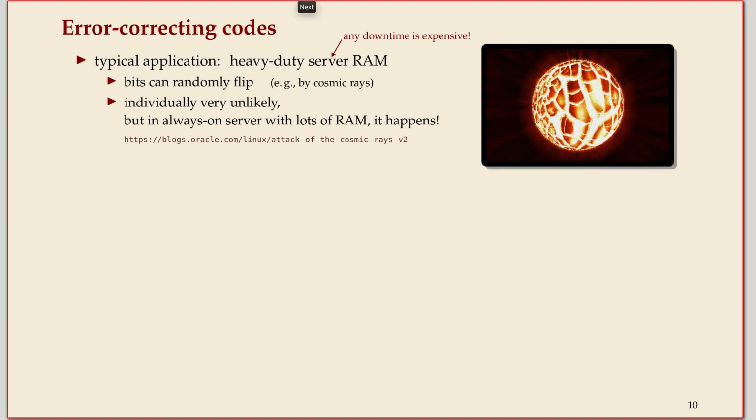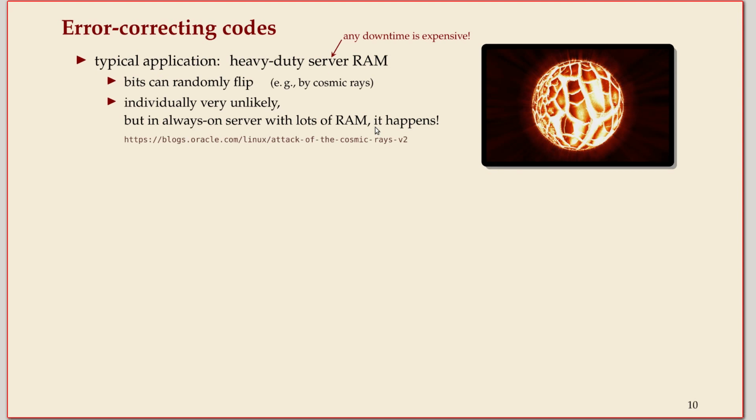But let's get back to the more interesting stuff. We want to correct codes. Now, in case you need a motivation for why this is interesting, suppose you have some server running a very important web service, and it has lots of main memory. Now it does happen, even though it is unlikely, but it definitely happens that things like cosmic rays, completely out of your control, flip a random bit in the large main memory of your server.